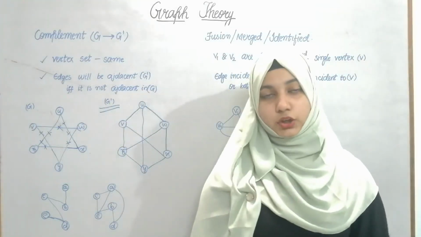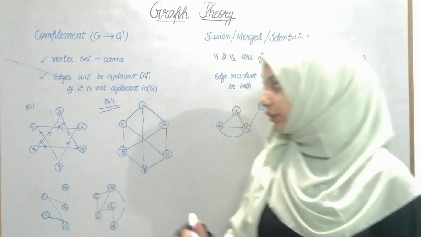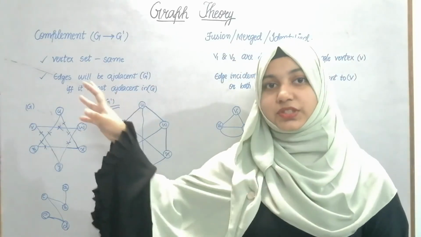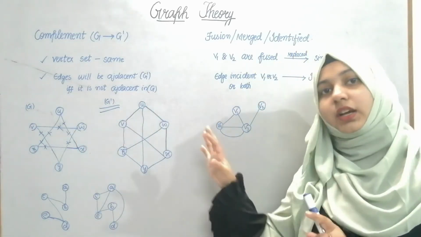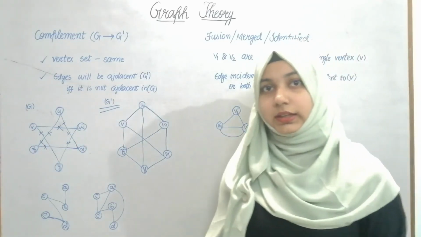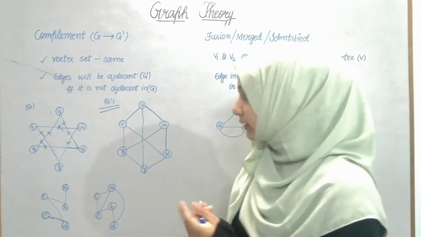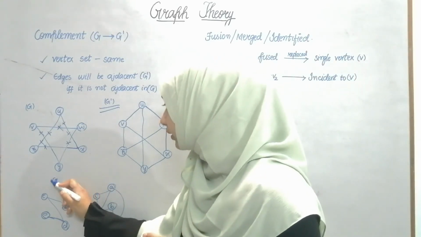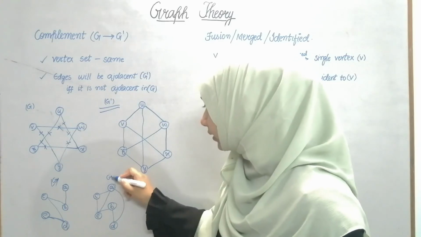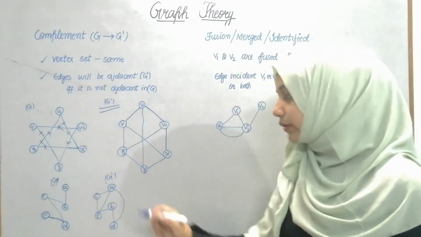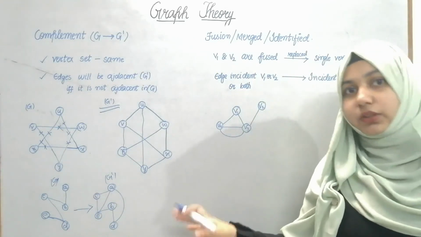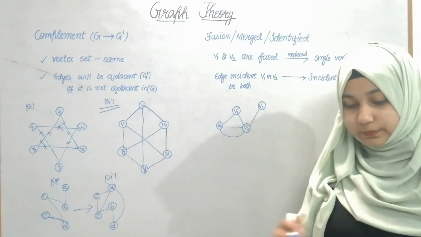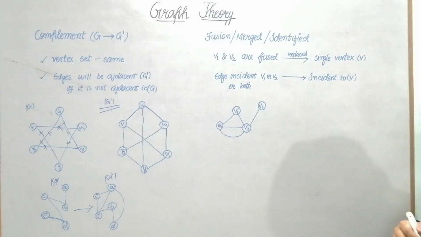Getting? Okay, so finding the complement of a graph is easy. All you need to do is make sure that the edges which are adjacent in the original graph should not be adjacent in the complemented graph. Clear? Now, here is one more example. This is your graph G given, and this is the complement of that graph. Now you check and verify whether it is actually the complement or not. Just verify it. Okay? Let's move on to the next one, that is fusion.